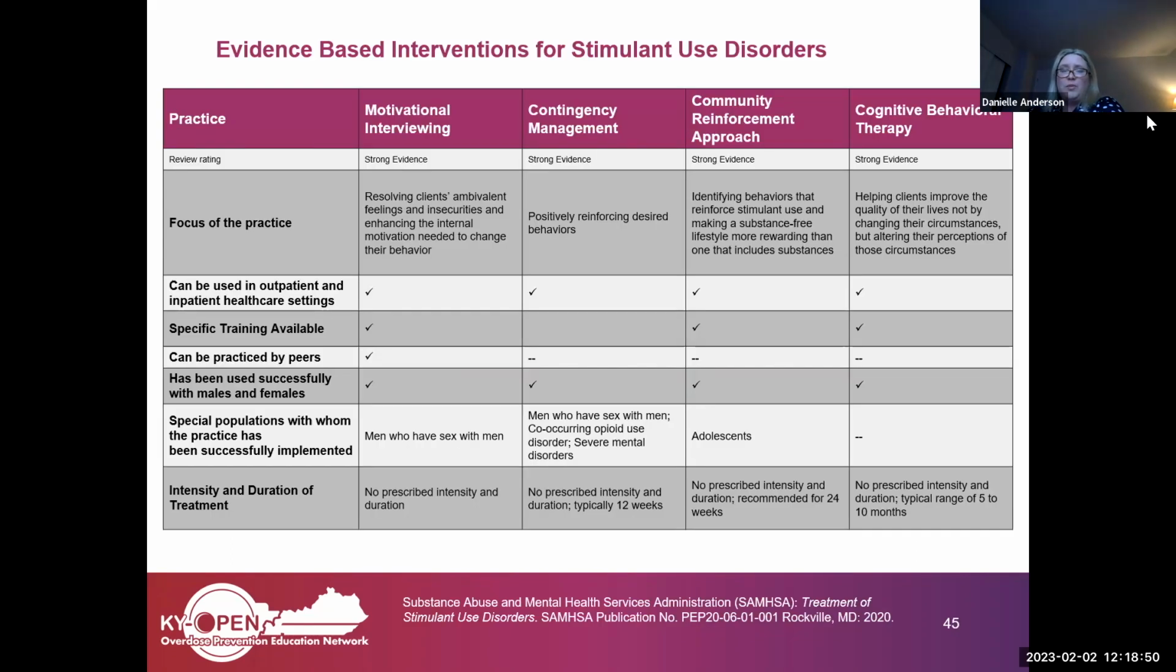Moving on from the medical standpoint, SAMHSA developed an evidence-based resource guide for stimulant use disorders, and they reviewed studies and found strong evidence to support the following interventions: motivational interviewing, contingency management, community reinforcement approach, and cognitive behavioral therapy. And I know most of us are probably familiar with motivational interviewing and cognitive behavioral therapy, but I'd like to discuss contingency management and the community reinforcement approach.